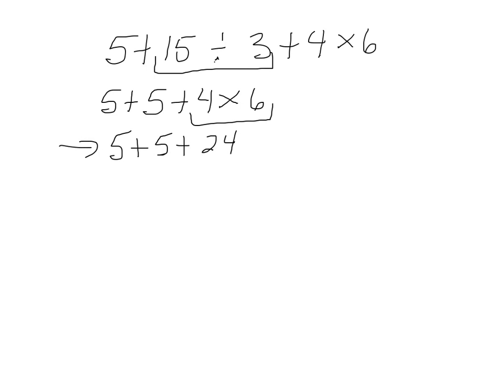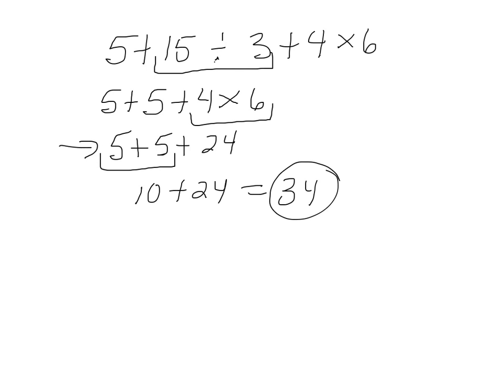And then again, I'm resetting because my multiplication and division are all done. So I'm going again from left to right. 5 plus 5 is 10. And then 10 plus 24 will give us 34. Alright, I hope this helped.